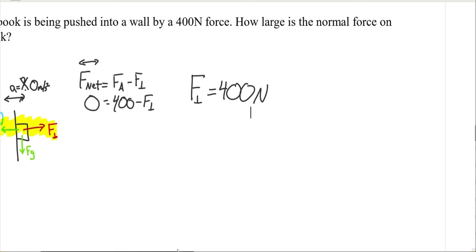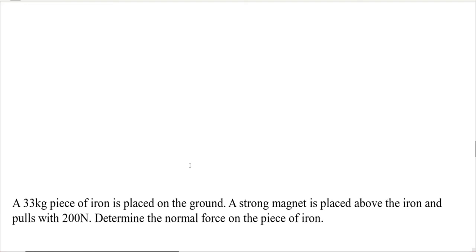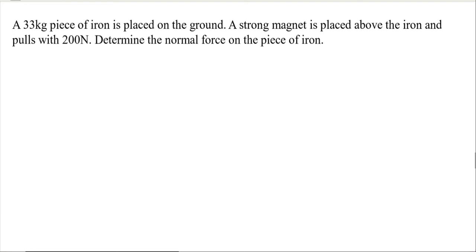Now, ask yourself, how big is the gravity in this situation? Well, the gravity is the same as it was in the previous situation because it's a 5-kilogram book, so it's 49 newtons. Was our normal force the same size as gravity? No, it wasn't. In fact, it had absolutely nothing to do with gravity. For our next examples, take the time to pause the video and try to solve it on your own.